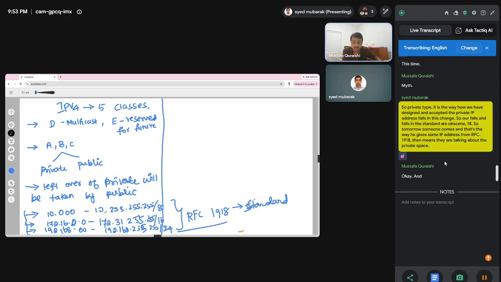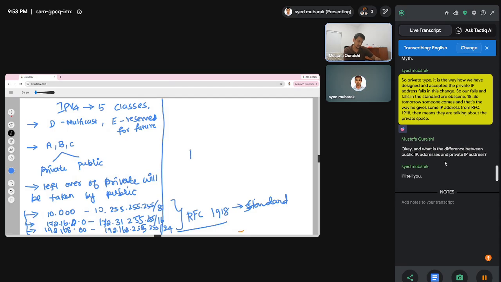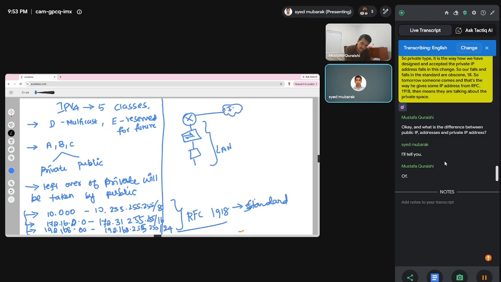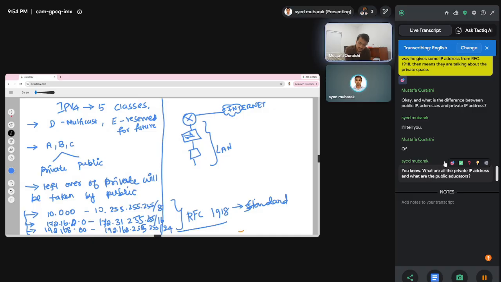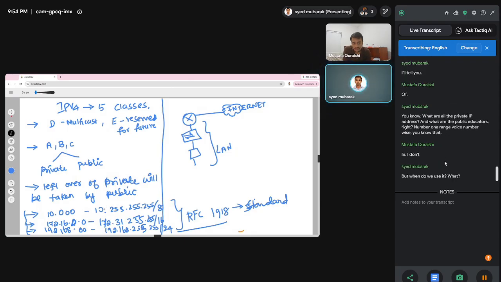Okay, and what is the difference between public IP addresses and private IP addresses? I'll tell you. You know what all the private IP addresses and what all the public IP addresses are, right? Number-wise, you know the ranges. But when do we use it? What is the purpose of it, right?